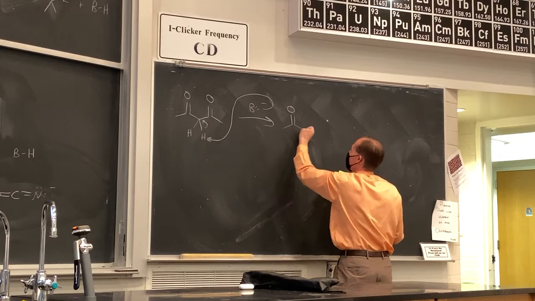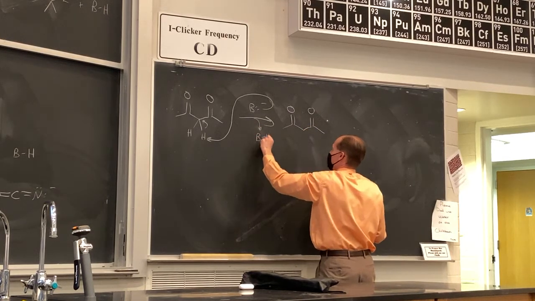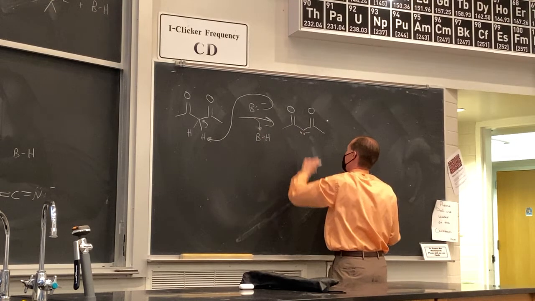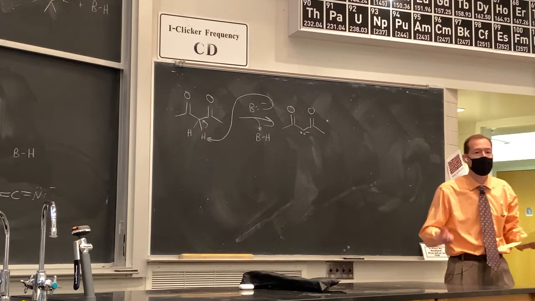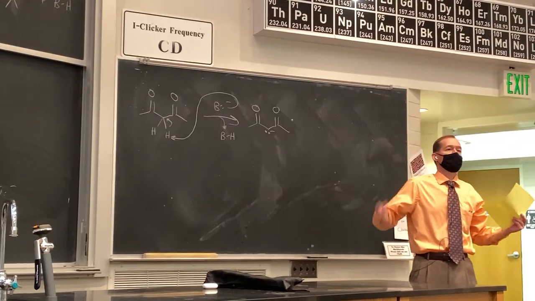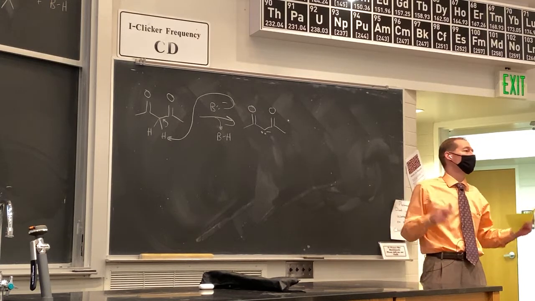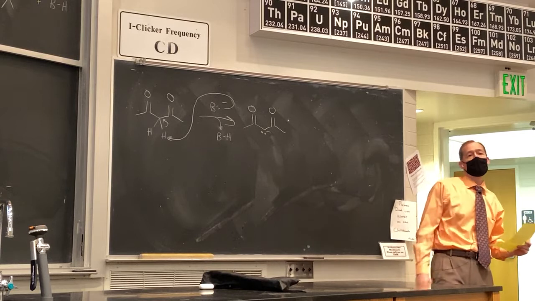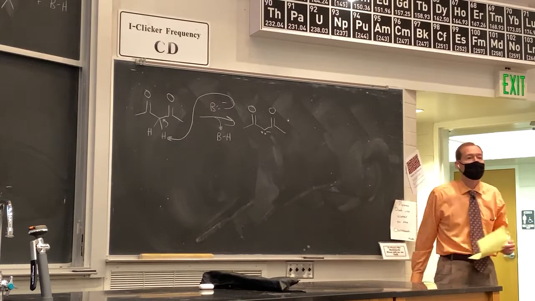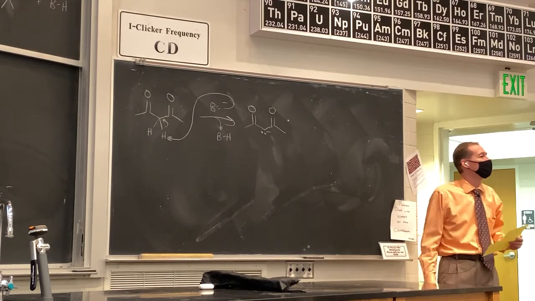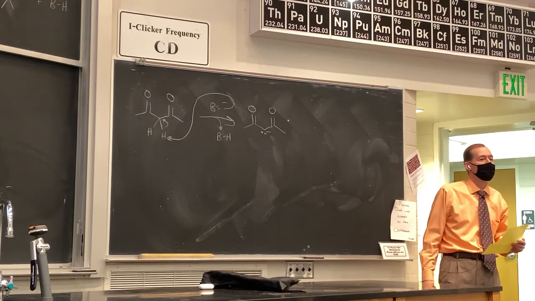with a base, I'm going to draw for you the minor contributor in this case. Take a look at this minor contributor and tell me, do you think the enolate from a 1,3-diketone is going to be more stable or less stable than a normal ketone enolate? And why? More or less stable?